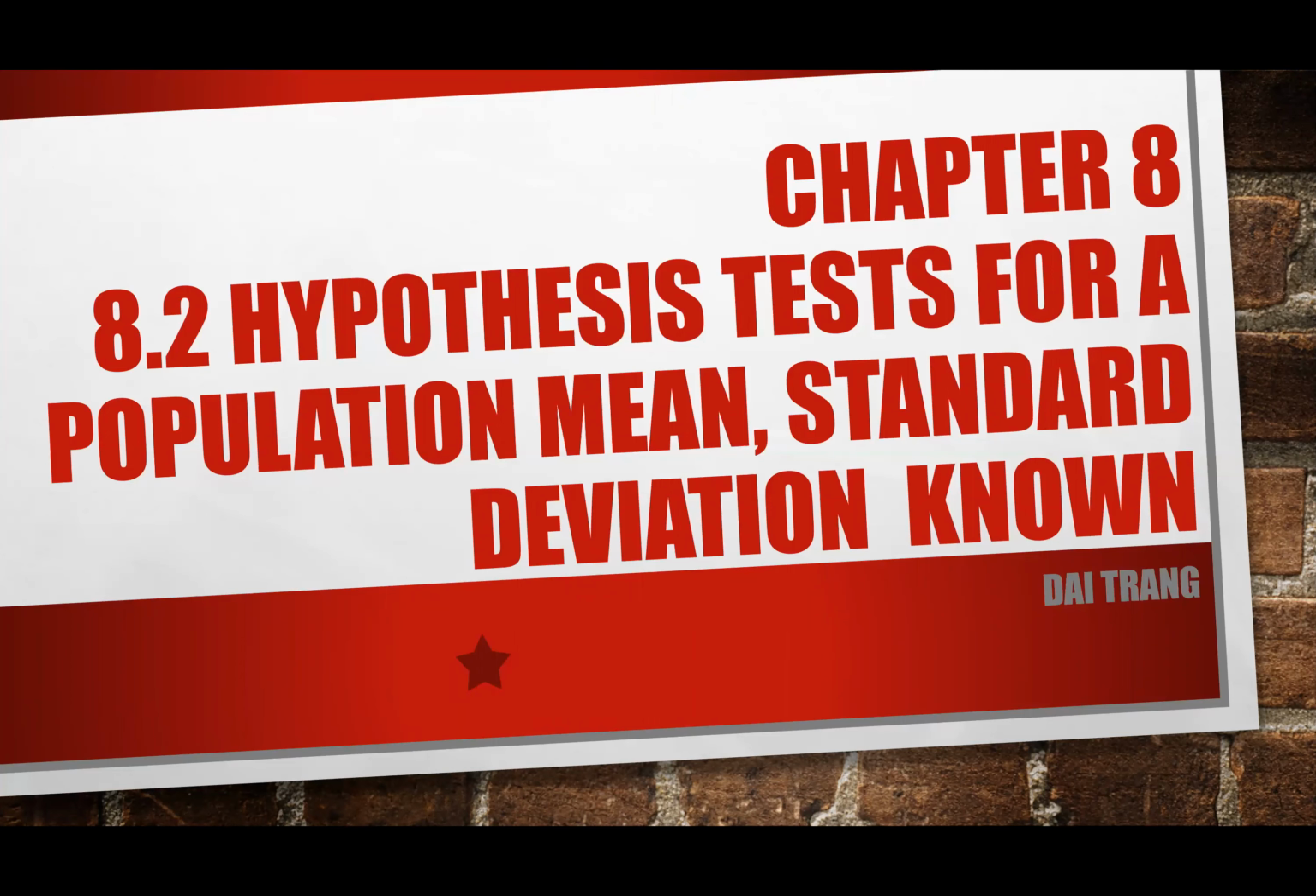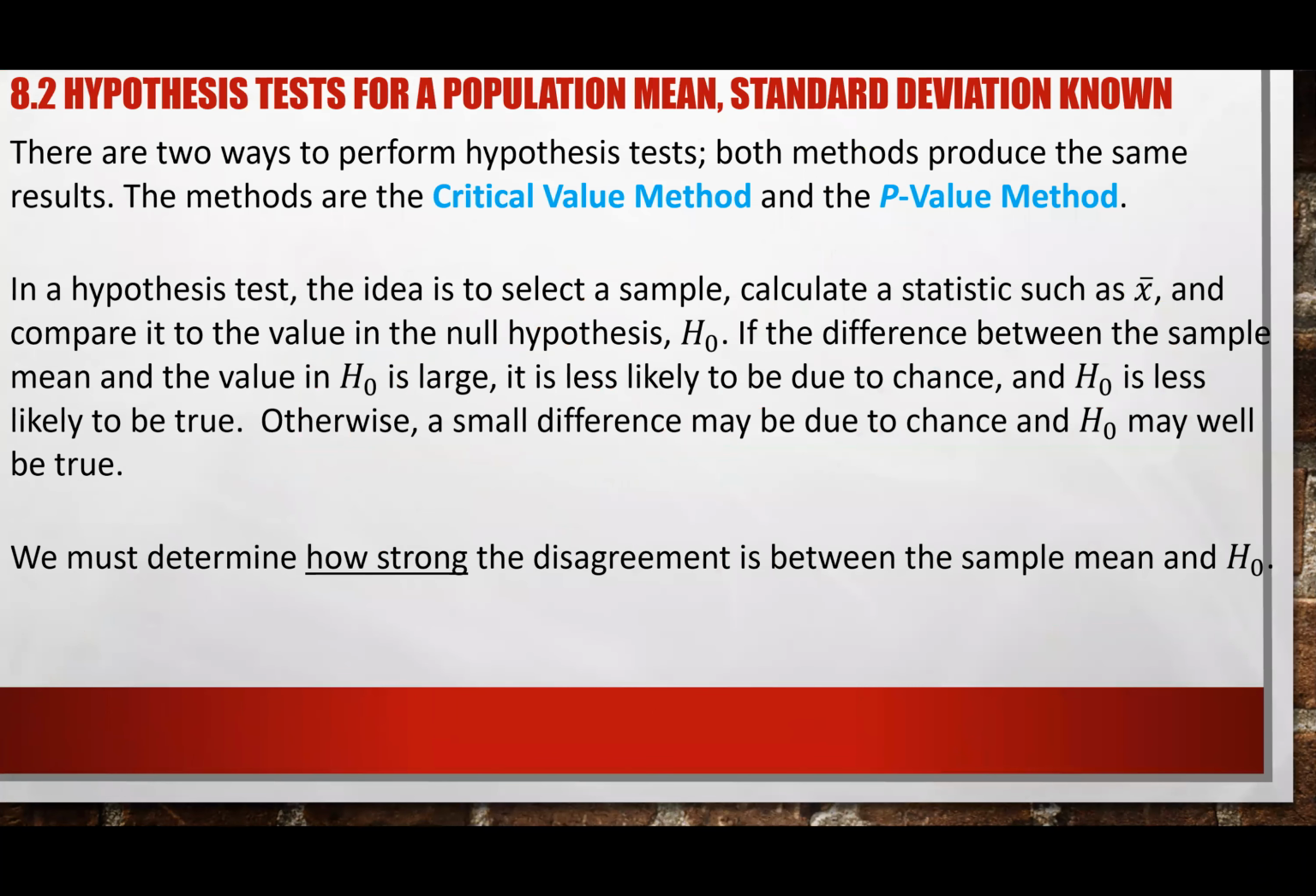So if you look at this title, you say, wait a minute, this title is just like 7.1, where we construct a confidence interval for the population mean where the standard deviation is known, which is yes, the idea is the same. In this case, the only thing different is we construct a hypothesis testing. So there are two methods in hypothesis testing, which is a critical value method.